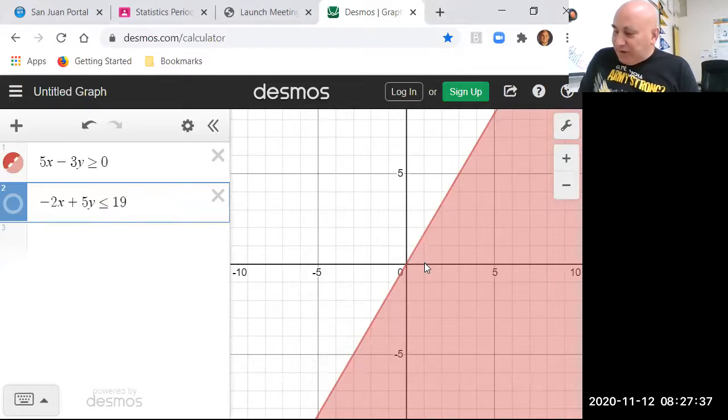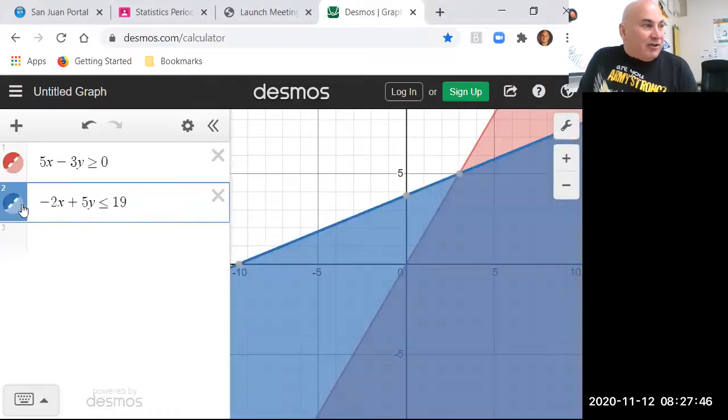Now the next inequality was negative 2x plus 5y is less than or equal to 19. So I graph that line, and then I check 0, 0, and 0 plus 0 is less than 19. So I shade the half below the line because 0, 0 is below the line. Now where both of those half planes intersect, in other words, this region there in the bottom right corner, that is my solution set where both inequalities are true.